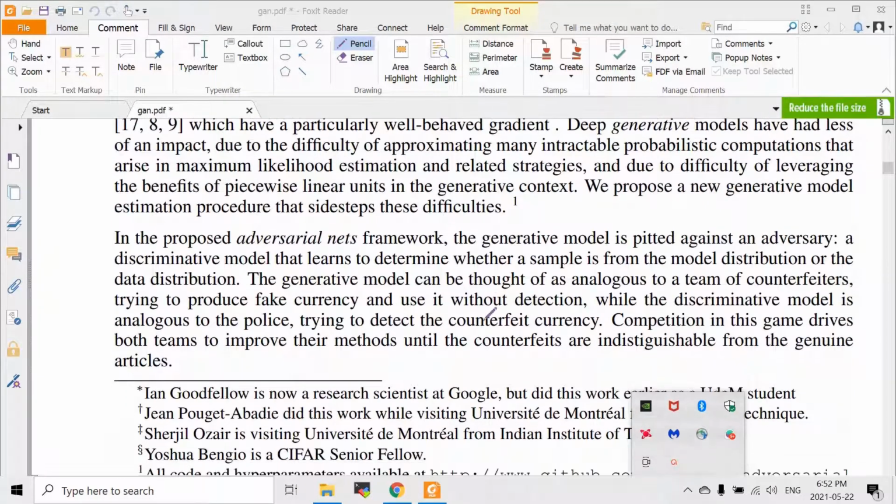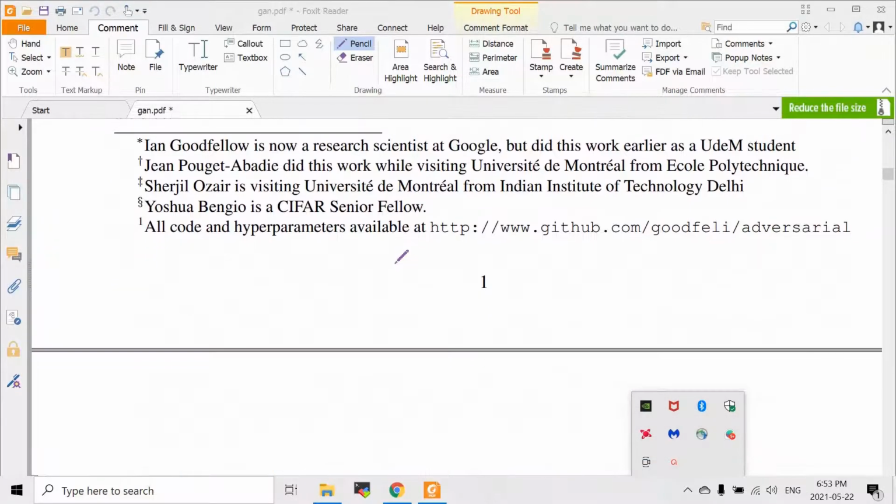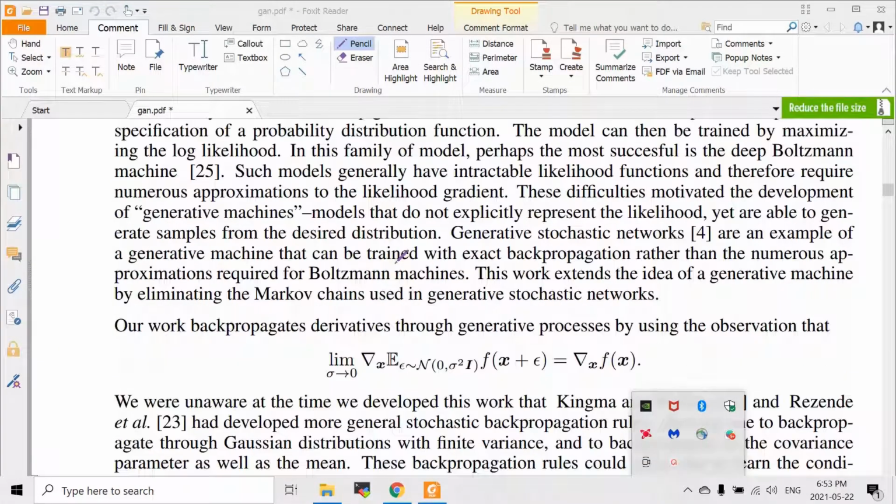Okay, so this is not that important. In the proposed adversarial net framework, the generative model is pitted against an adversary, a discriminative model that learns to determine whether a sample is from the model distribution or the data distribution. That is something that we already discussed. So this is not that important.